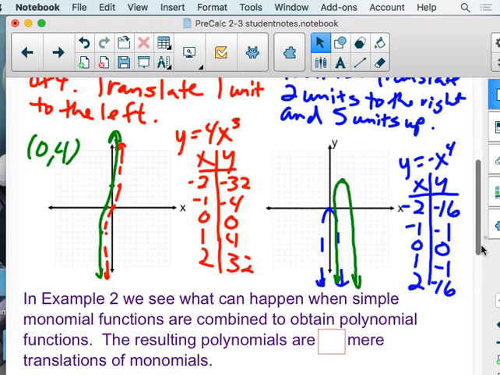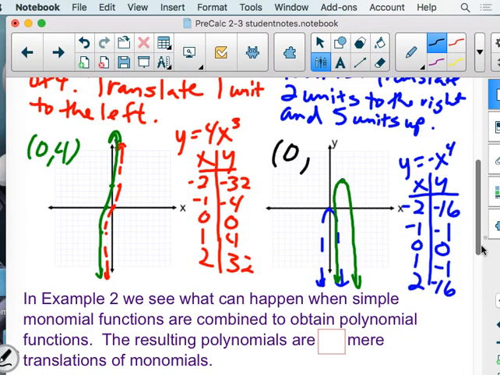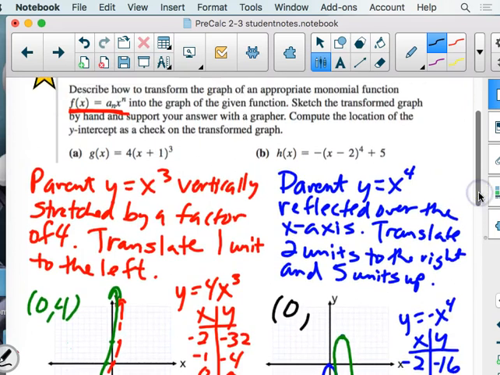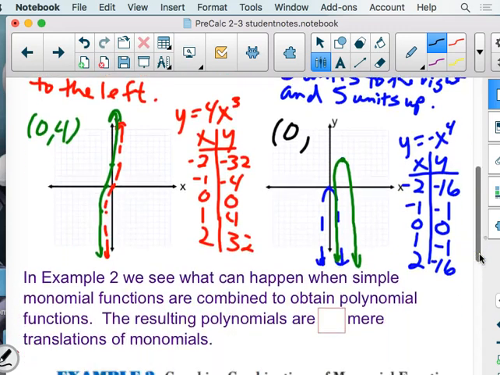Yeah. Little skinny parabola. But just to make sure, they're saying plug a 0 in and see what you get. 0 minus 2 is -2. -2 to the 4th is 16. Times -1 will be -16. -16 plus 5 would be -11. Oh, I can't see that one.